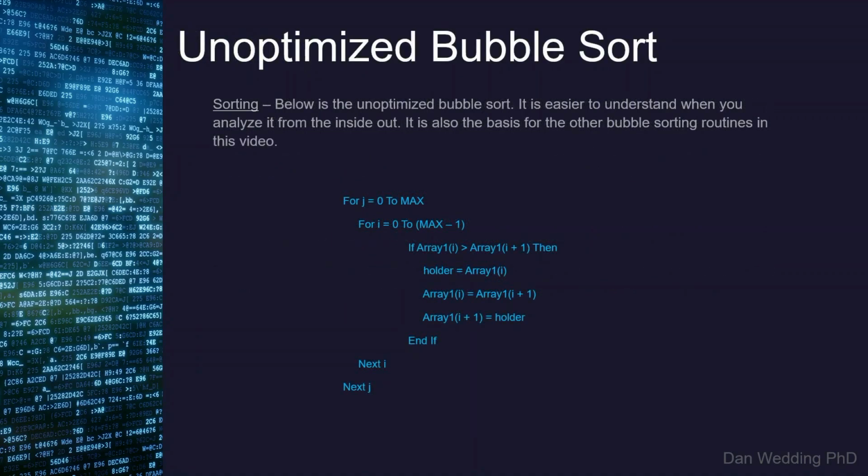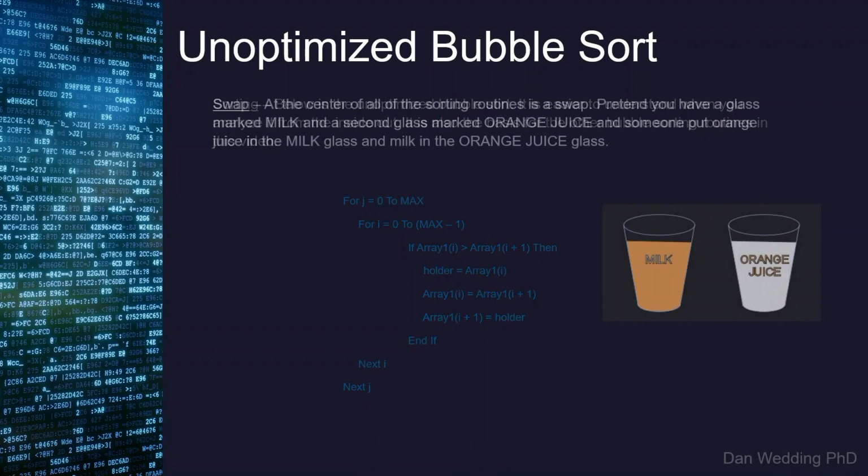Below is the unoptimized bubble sort. It is easier to understand when you analyze it from the inside out. It is also the basis for the other bubble sorting routines in this video. At the center of all sorting routines is a swap. Pretend you have a glass marked milk and a second glass marked orange juice, and someone put orange juice in the milk glass and milk in the orange juice glass.